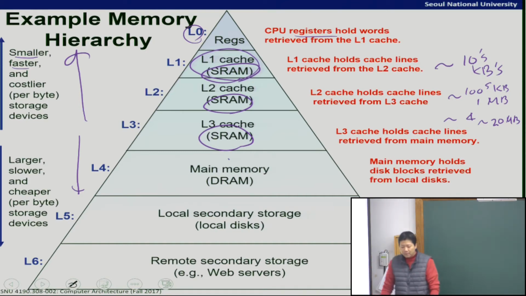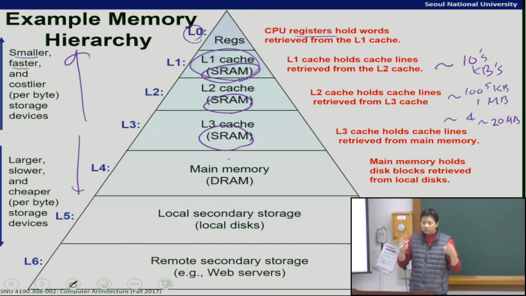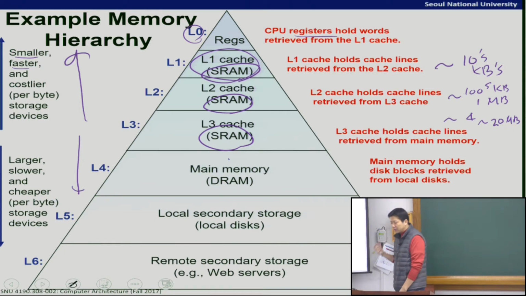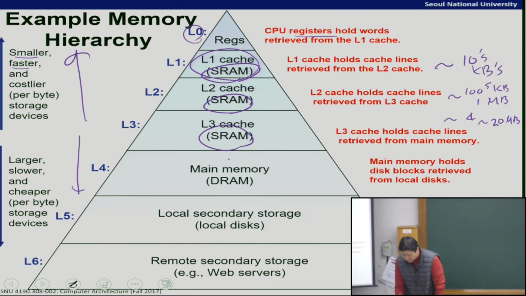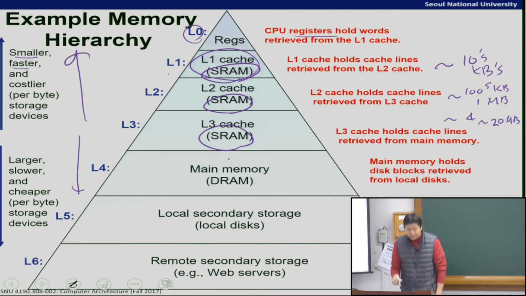So combine all these reasons: even though you use the same technology, regardless of whether it is SRAM, DRAM, or flash, if your memory gets larger, then its access time gets longer. Okay, so that's basically the relationship between L1 and L2 and L3 cache.